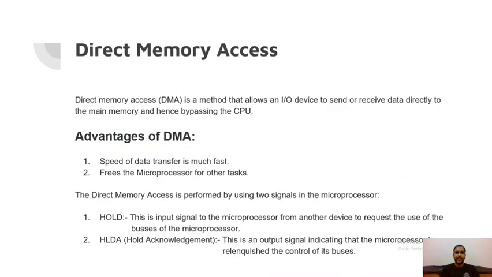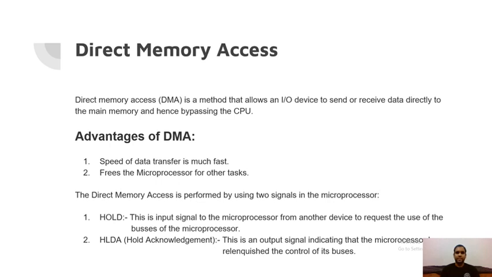Direct Memory Access is a method that allows an input-output device to send or receive data directly to the main memory and hence bypassing the CPU. Advantages of DMA are: first, the speed of data transfer is much faster, and second, DMA frees the microprocessor for some other important tasks.